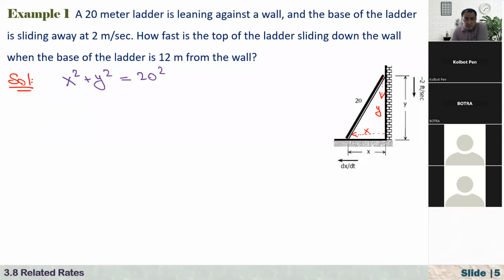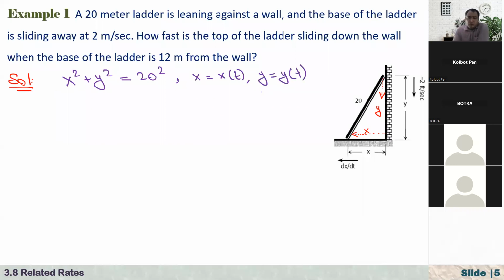But here, keep in mind that x and y are dependent variables. They are dependent on what? They are dependent on time. When the time changes, x and y also change. So that means I can write that x is a function of t, and y is also a function of t.